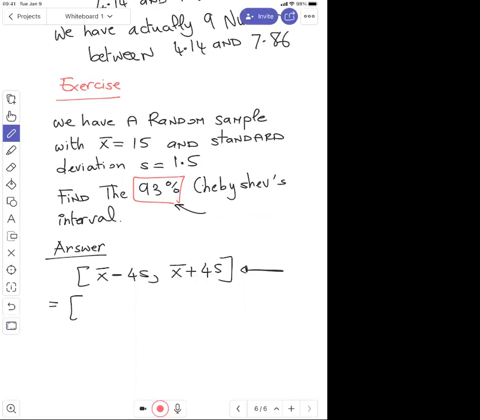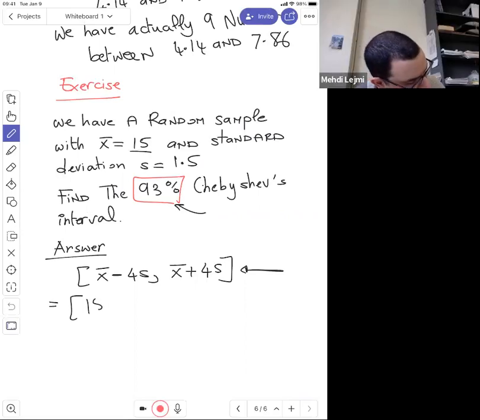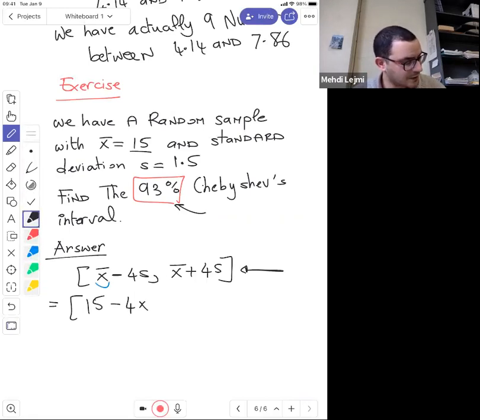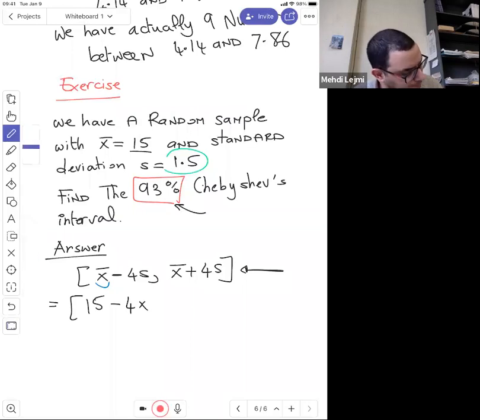So X bar is 15, right? My X bar is 15, and then minus 4 times S. S, the standard deviation, is given, it's 1.5. So it's 4 times 1.5. This is the lower bound.